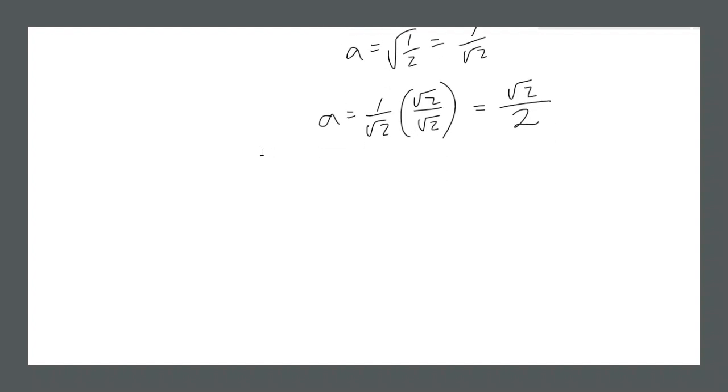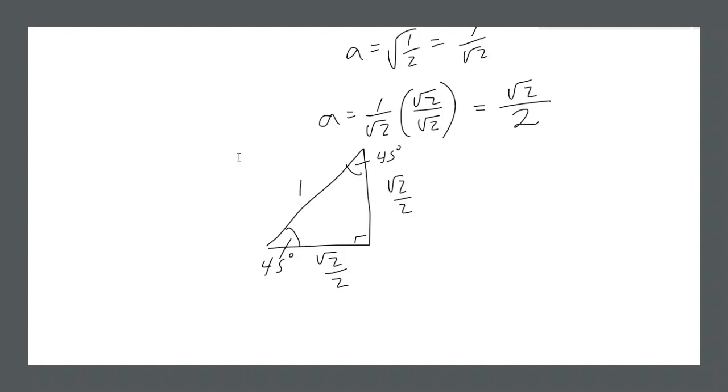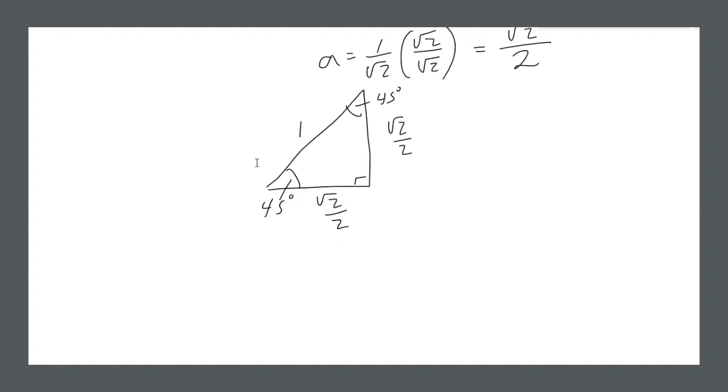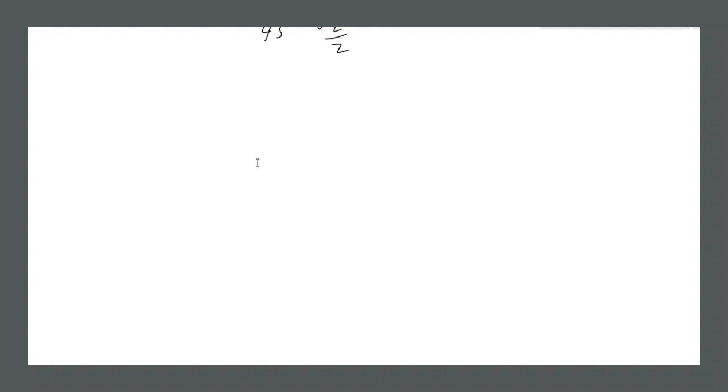So that's our special triangle. Hypotenuse length 1, side lengths are root 2 over 2, and the angles are both 45 degrees. So, how does that fit into the unit circle?